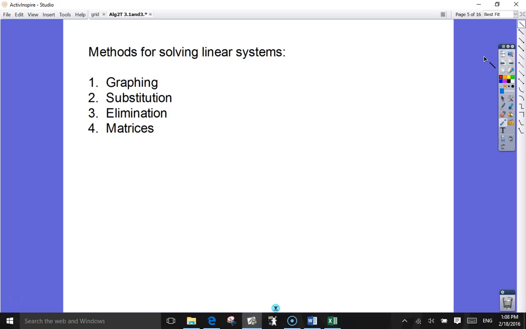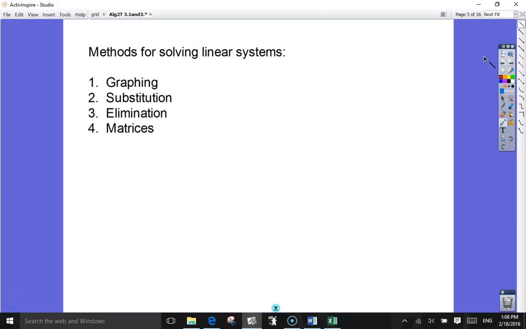So these are our methods for solving linear systems. We're going to go over the first two today, with linear systems. And then the next class we'll do elimination for linear systems. Then we're going to look at how you can use the calculator to actually graph these and solve. And then we're going to spread it to nonlinear systems. We're not going to do matrices, but that is a method you could use.